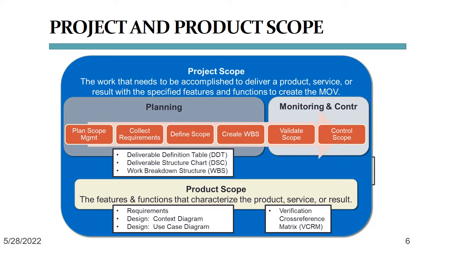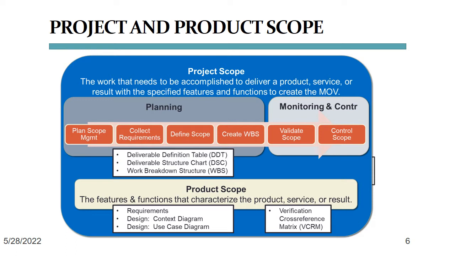This graphic does a great job of putting into context the relationship between project scope and product scope. Now, to remind ourselves, project scope, here shown in the blue rectangle, is the work that we need to accomplish in order to deliver the product, service, or result that the project intends, with the specified features and the functions that the project intends, in order to build and deliver the measurable organizational value that we're supposed to deliver.